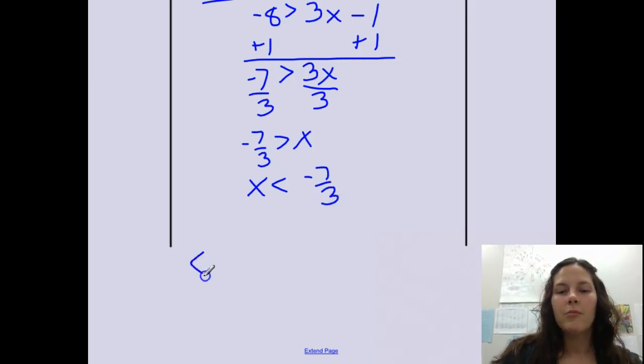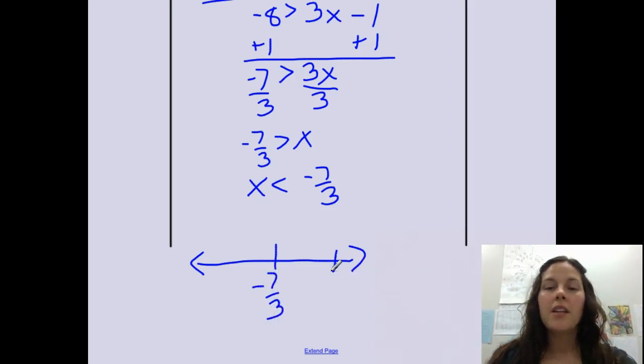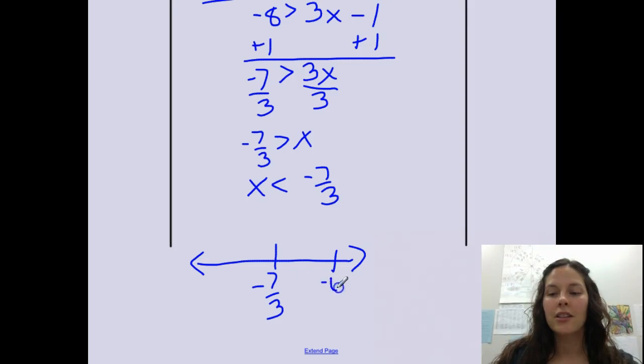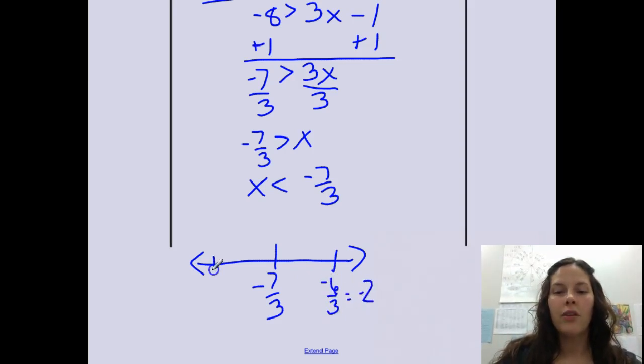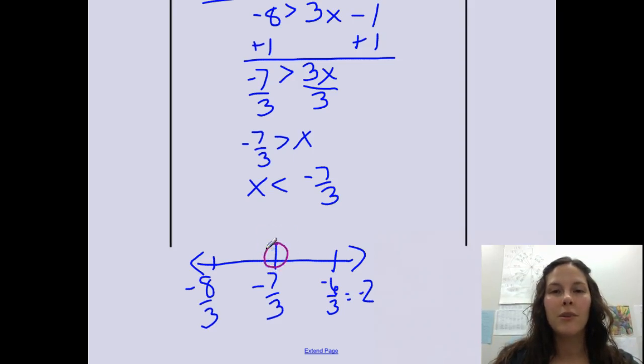So here's how you do a number line when you've got a fraction. Put that fraction in the middle, and then you just have to change the numerator. So when we go one value bigger, we get negative 6/3, which equals negative 2. And one value smaller, we get negative 8/3. This time we have x is less than, so we have an open circle because negative 7/3 is not a solution, and less than shades left.